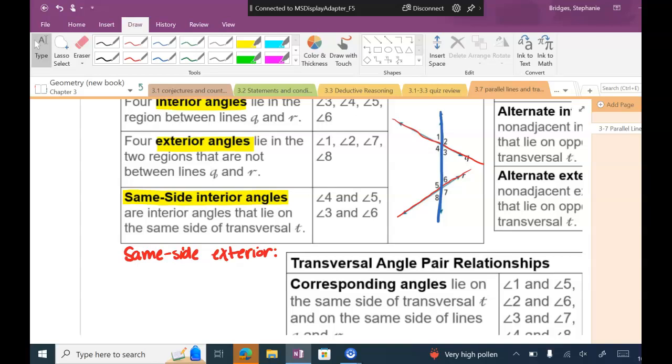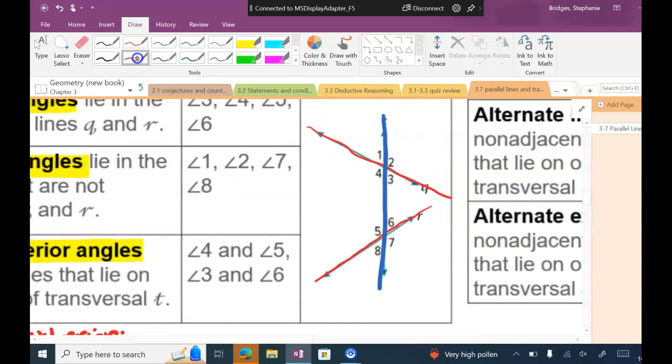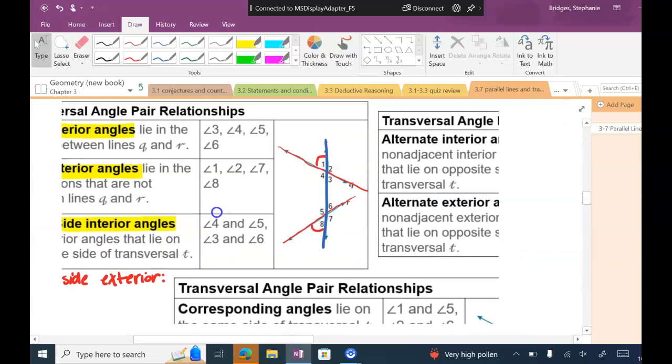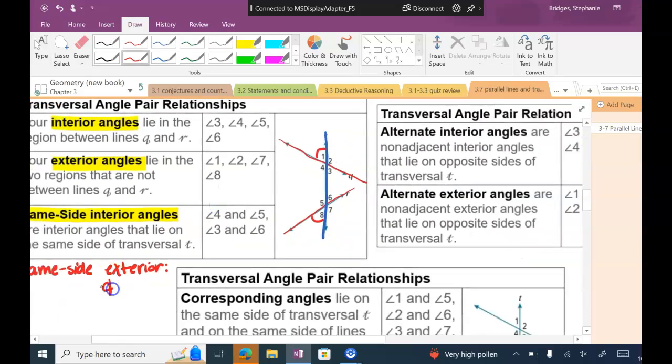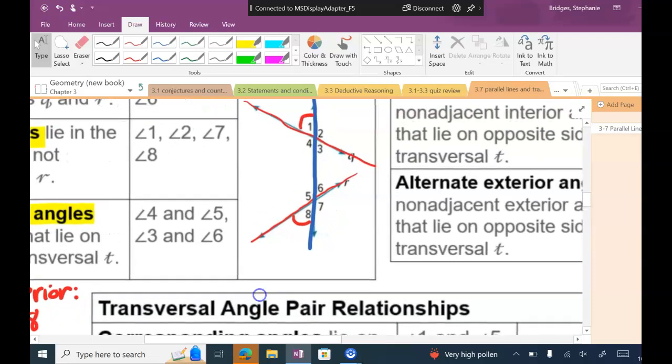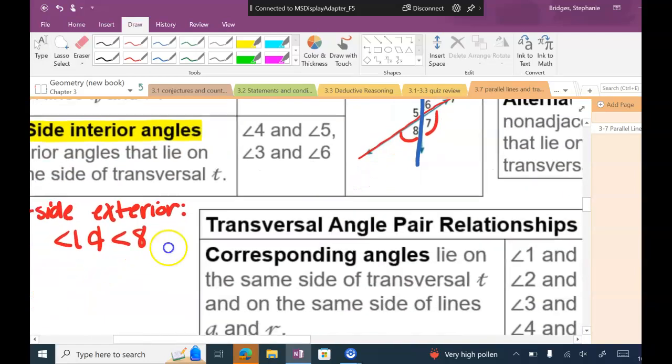So let me blow up my picture a little bit. What is on the same side as angle 1, but on the outside of the other line? 1 and 8. Okay, does everybody see that? 1 and 8, those are same side exterior angles. So I'm going to write that down, angle 1 and angle 8. What would my other pair of same side exterior angles be? 7 and 2, yes.